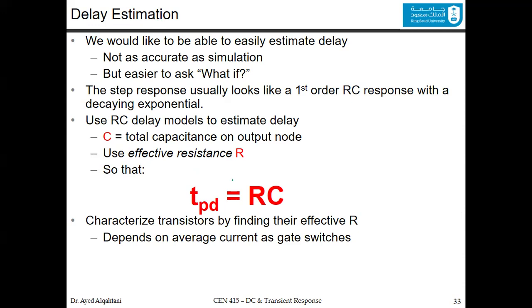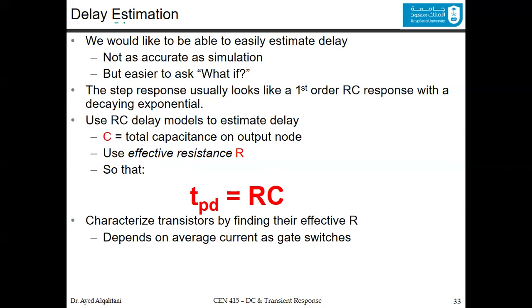To do the delay estimation, we would say that the propagation delay is simply equal to the resistance multiplied by the capacitance. This is called the RC delay model to estimate the delay. And C is the total capacitance on the output node, because we are interested in the output. And we also find the effective resistance throughout the model. If we found the total R and the total C, we multiply them by each other, then now you have a good estimation for the propagation delay.